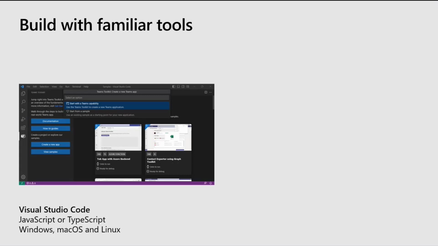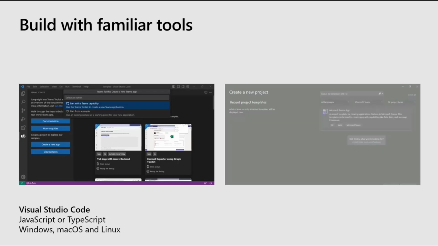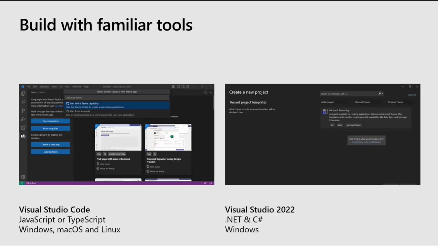So if you're a JavaScript or TypeScript developer, on Windows, macOS, or Linux, this is the tool for you. However, if you are a .NET developer using C#, there's also Teams Toolkit for Visual Studio 2022. You can download that now. And this is only available for Windows. But for this series, we've just been concentrating on the Visual Studio Code extension.